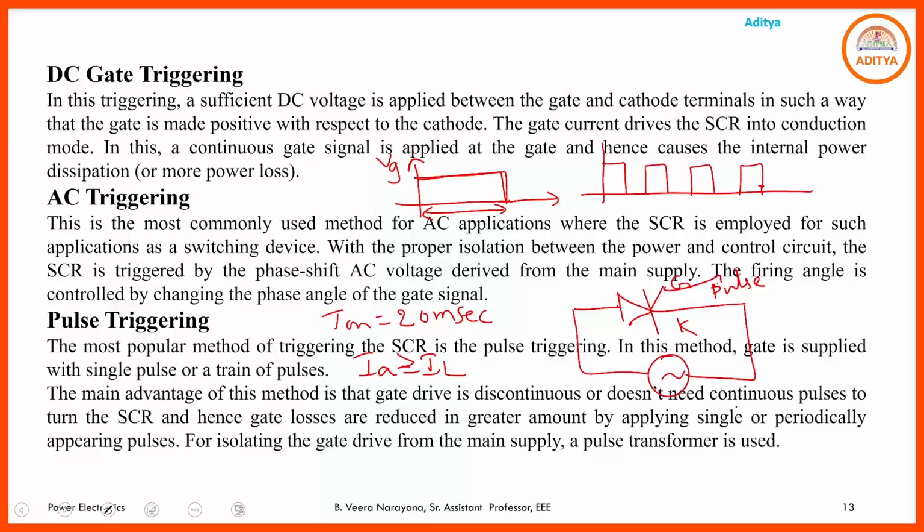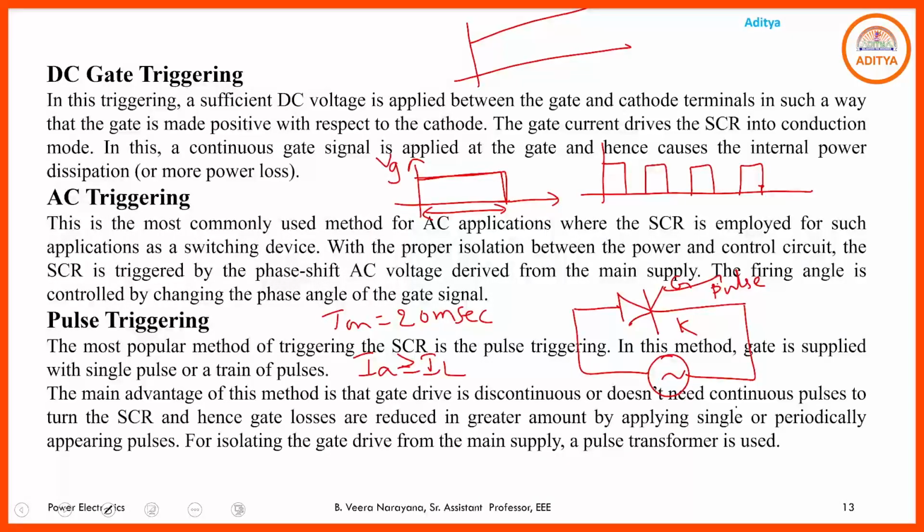The main drawback of the DC gating is that continuously the DC voltage is available across gate and cathode terminals of the SCR. Due to that, the gate power loss may be increased. But if you go through this pulse triggering method, there is no requirement of the continuous gate pulse. Simply we provide the single pulse or periodic pulses, and the width of this pulse should be designed that is greater than the on time of the SCR.